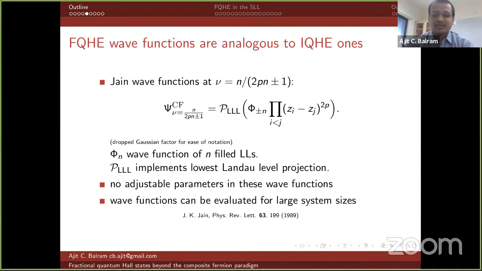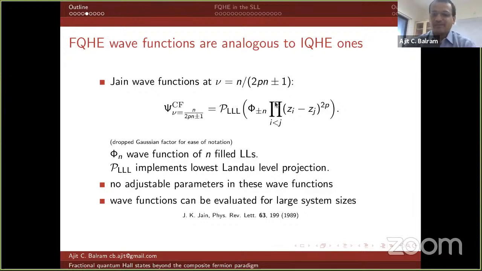Okay, and then because we would like to work in this ideal limit of sending the cyclotron frequency to infinity, so everything is residing in the lowest Landau level, we brute force project the state into the lowest Landau level. An amazing thing about this wave function is that even though it is a variational wave function, it does not have any variational parameters. So once I fix the filling factor on the left-hand side, everything else on the right-hand side gets completely fixed. Another important feature of this wave function is that it can be evaluated for very large system sizes. And this is going to be very crucial for us.